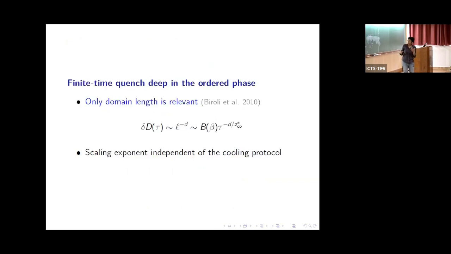Furthermore, if the system is quenched deep in the ordered phase, then when you're very far from the critical point, the correlation length has become constant. It's no longer a relevant variable. What matters then is the domain length. And then Biroli et al. say that the defect density simply depends on τ through the coarsening exponent in the ordered phase. Okay, so because the critical region is irrelevant, this exponent is expected to be independent of the cooling protocol. So these are all the expectations.